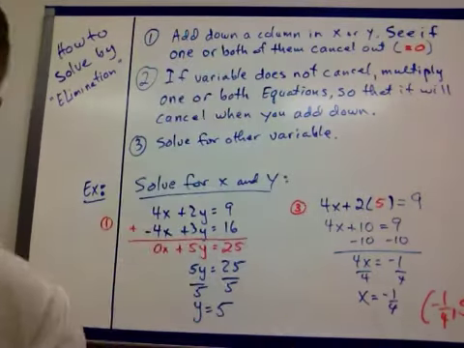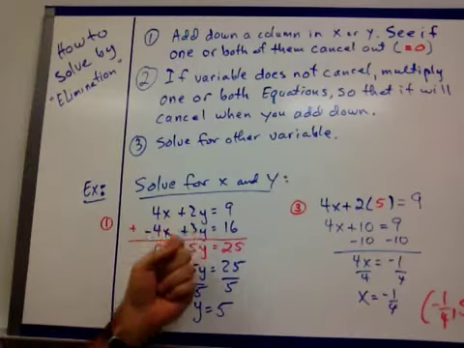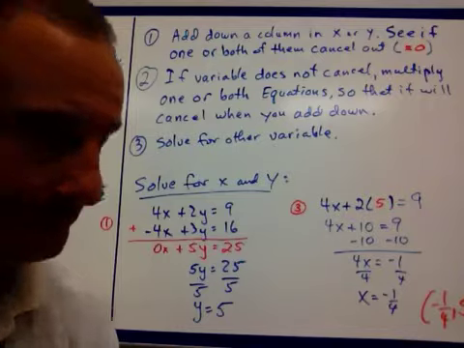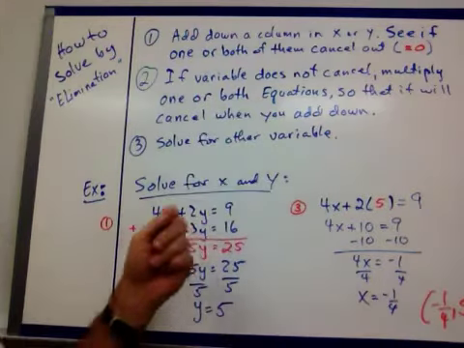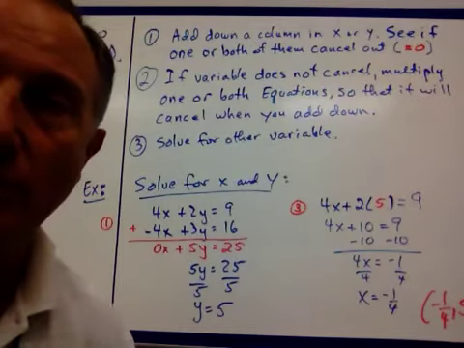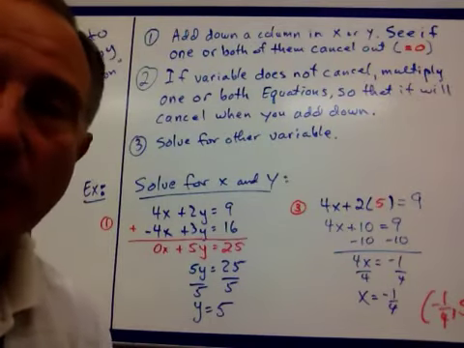What we try to do here is we get them both in standard form, with our x's and y's in the same column. And what we look for is, if I add straight down, will one of them cancel? Will the x's or the y's cancel? Occasionally they'll both cancel, and that's okay.